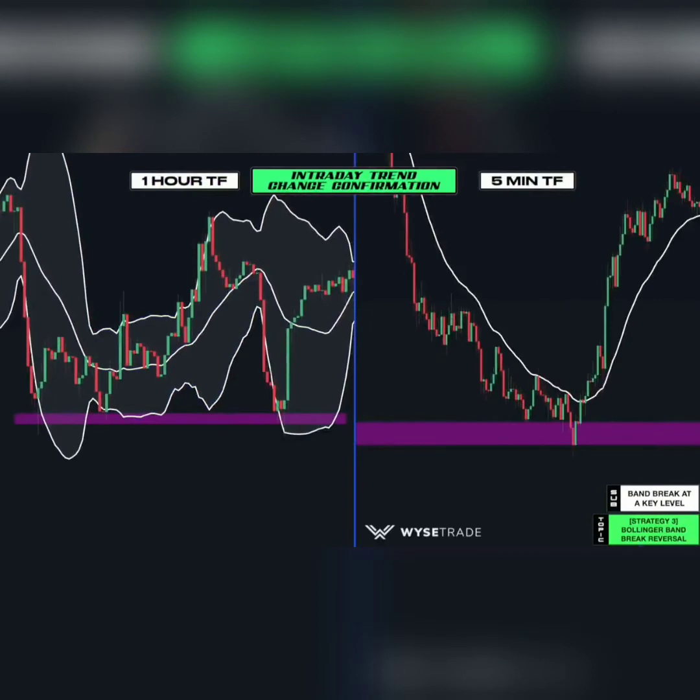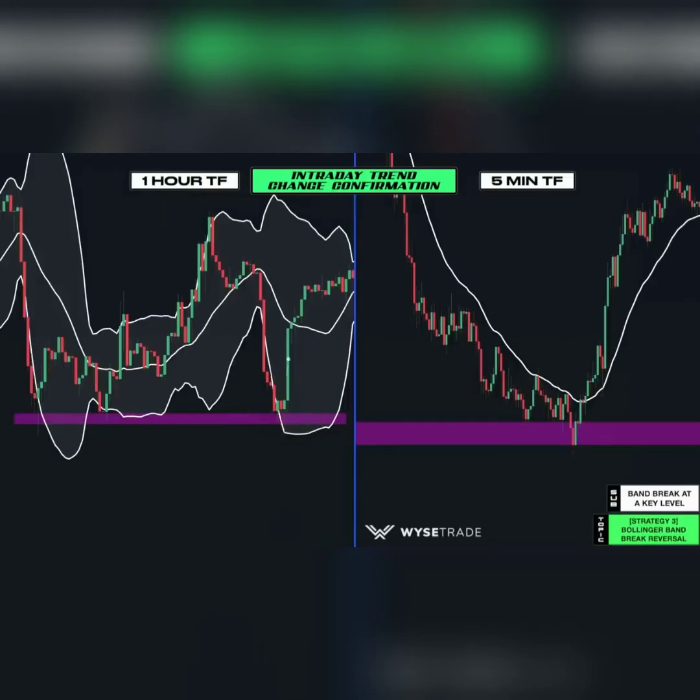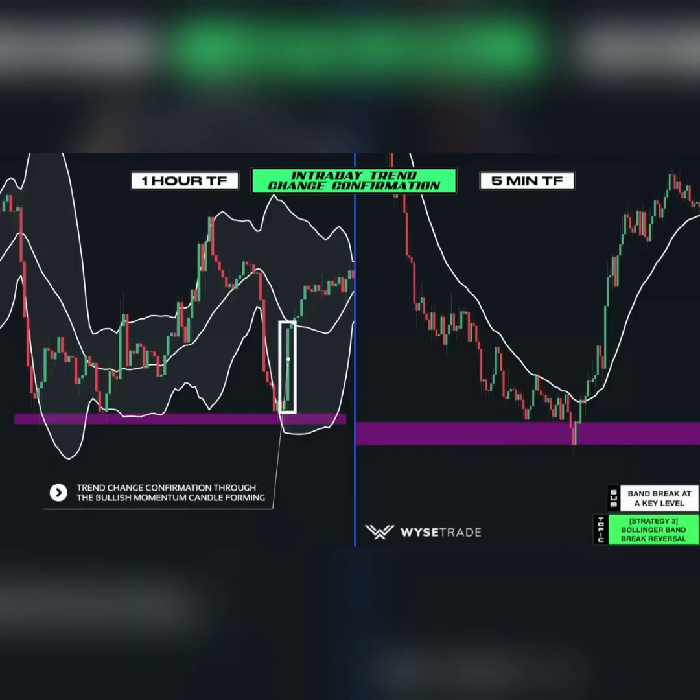On the left is the 1-hour time frame, and on the right is the 5-minute time frame of the same asset. These two reversal points give you your key level. As price came back down, you had your Bollinger Band break right at the key level, giving you a long trade opportunity. Now your trend change confirmation came through this momentum candle here, which means you wouldn't have been able to enter until the candle closed up here.